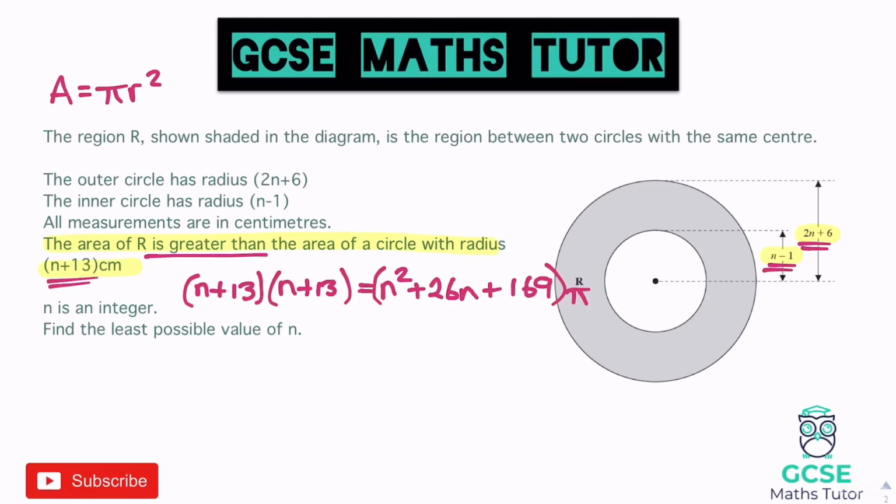Now moving on to the shaded region. To get the area of a shaded region, we get the area of the bigger shape, which is the circle with the radius 2n plus 6, and we take away the area of the smaller shape, which is the circle with radius n minus 1.